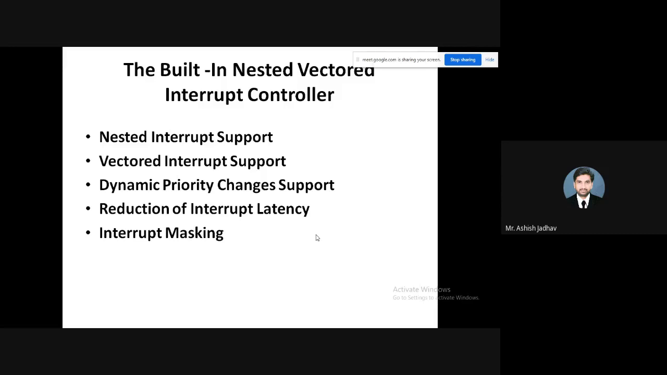Next is the built-in nested vectored interrupt controller, right? A couple of features are supported by NVIC, which include nested interrupt support, vectored interrupt support, dynamic priority change, reduction of interrupt latency and interrupt masking, right? So we have had a lot of discussion on this NVIC as well.